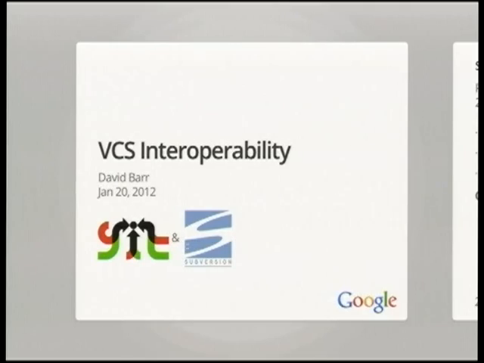Okay, so today I'm going to be talking about VCS interoperability, with a particular focus on Git and Subversion, and what's involved with trying to make them work together as friendly buddies.